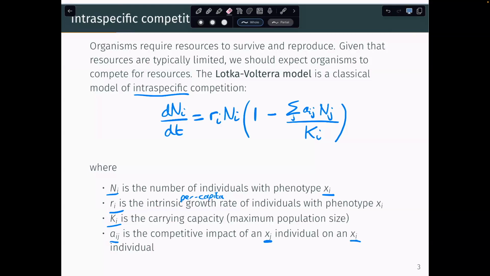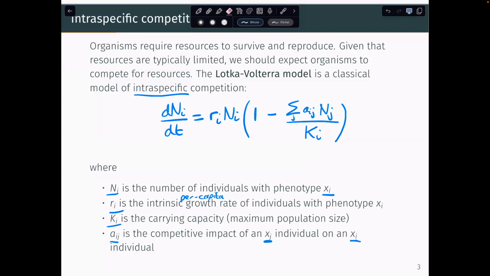In the context of birds, I don't know if anyone's familiar with Darwin's finches, but there are lots of different birds on the Galapagos Islands. They have different beak sizes, and they specialize on different seeds. So they might be birds that prefer small seeds versus large seeds. Maybe there's a bit of overlap between them, and therefore they compete a little bit. Maybe they compete a lot.